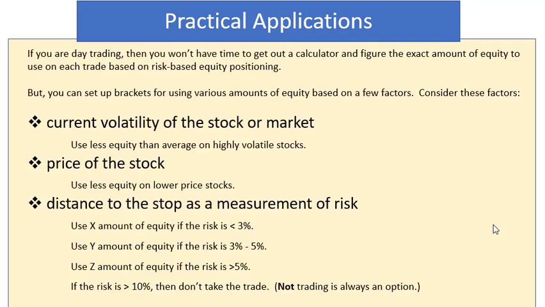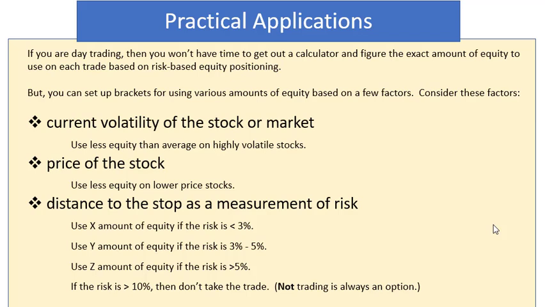So some practical applications here. If you're day trading, then you won't have time to get out a calculator and figure the exact amount of equity to use on each trade based on risk-based equity position. Things just move too quickly. That said, you can set up brackets for using various amounts of equity based on a few factors, so you could consider a few of these. The current volatility of the stock or the market. Overall, you want to use less equity than average on highly volatile stocks, because those are the ones that have the most risk. You might look at the price of the stock, and for example, you might use less equity on lower price stocks.